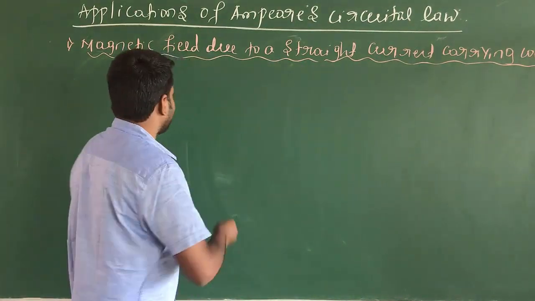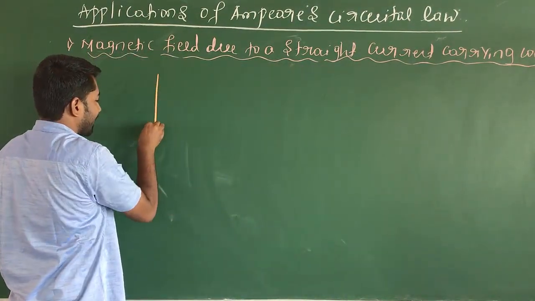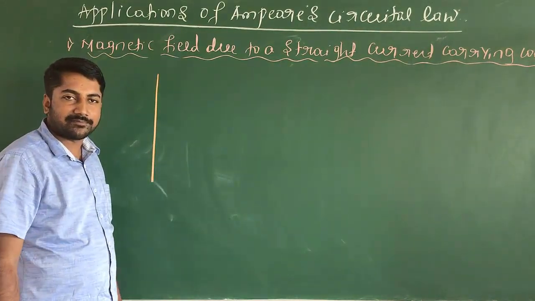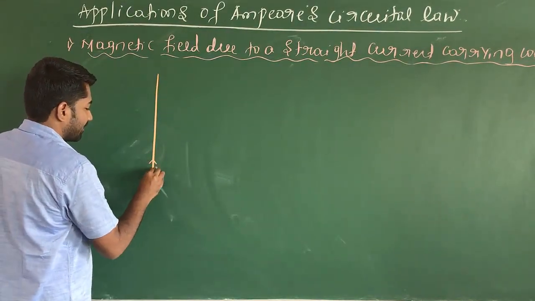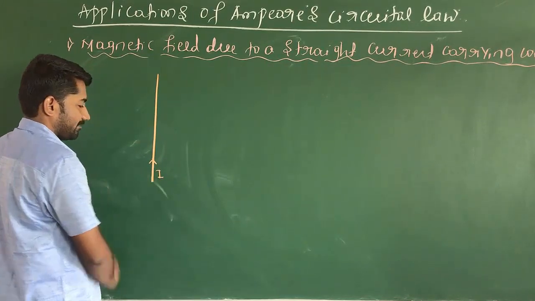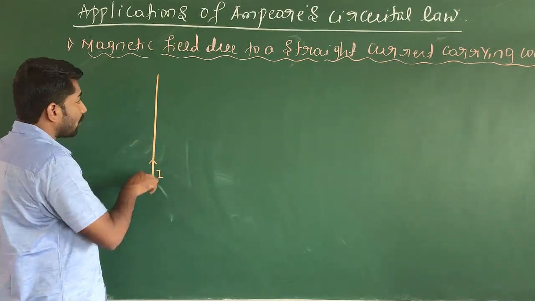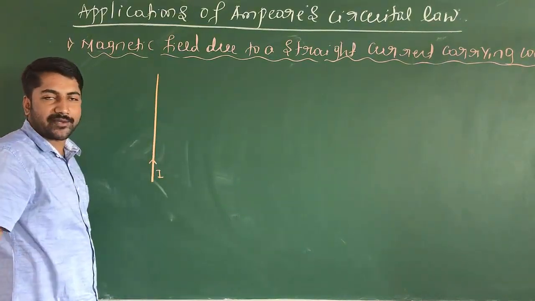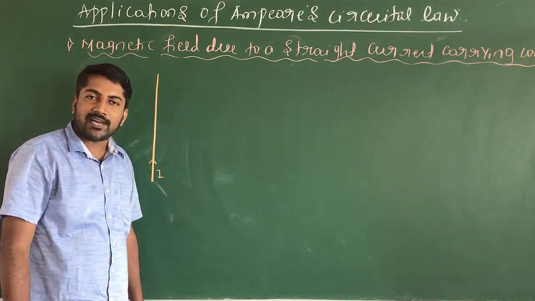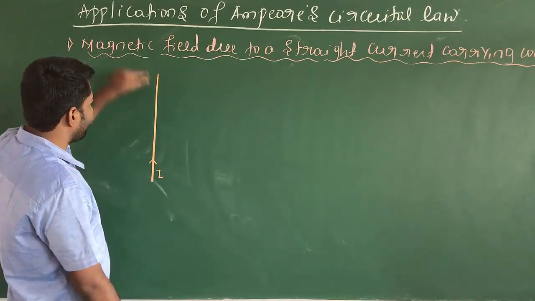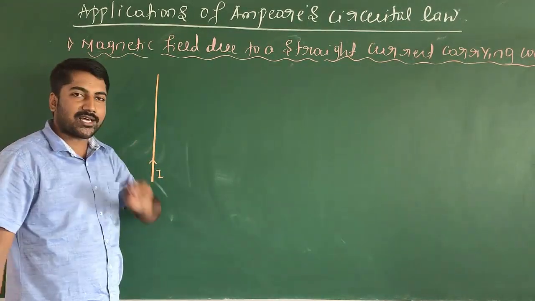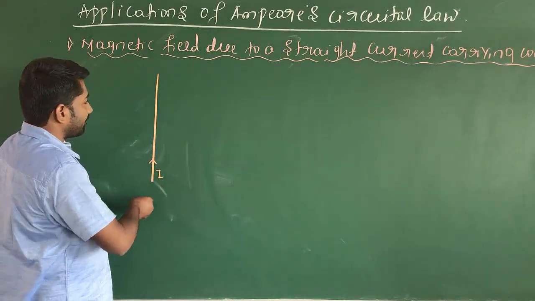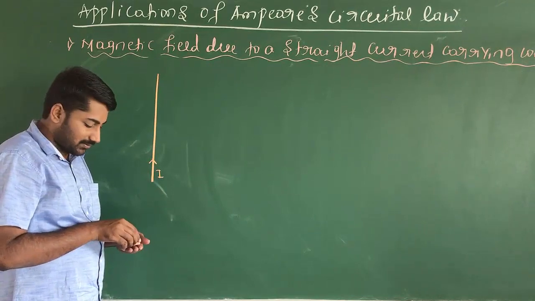Now I consider a straight current carrying wire. This is the straight current carrying wire. Here I is the current in the wire. When the current flows in this wire, the magnetic field is produced around this wire. This is a familiar and very simple concept.